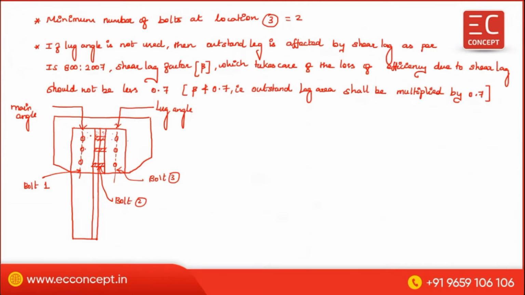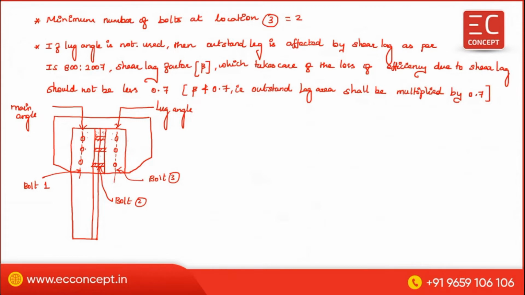This is the question. A minimum of 2 bolts you have to use at section 2, that is bolt group number 2. Next one is the minimum number of bolts at location 3. Location 3 means here on the lug angle, you have to use 2. So here also 2 for the outstanding leg connection, and on the lug angle, there also you have to use 2.